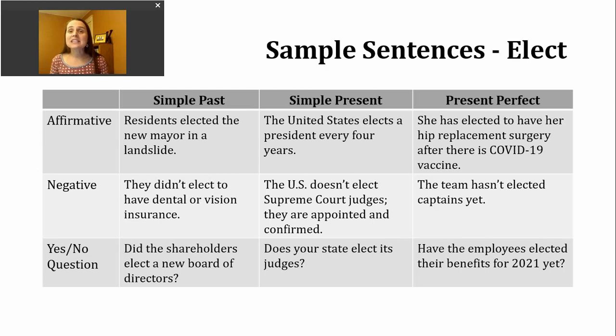Now, let's take a look at the simple present. We're going to use this verb tense to talk about habits, routines, and facts. And the thing we should know is that when our subject is singular, so he, she, or it, we need to add an S to the verb in the affirmative. And you're going to see that here in my first example sentence.